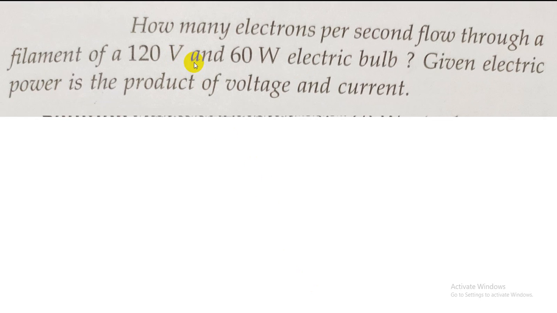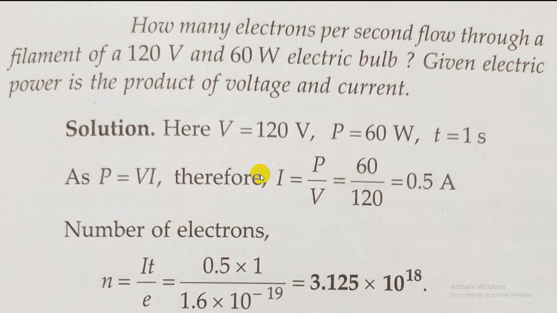Here it is asked that how many electrons per second flow through a filament of 120 volt and 60 watt electric bulb. Potential difference is 120 volt and 60 watt is the power given. So we have a formula, P is equal to V into I. Power is equal to voltage into current. So the value of current will be given by power upon voltage, that is 60 watt upon 120 volt. So the value which we get for current is 0.5 amperes.